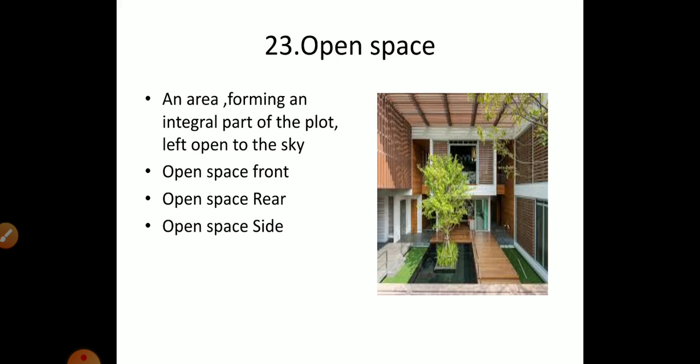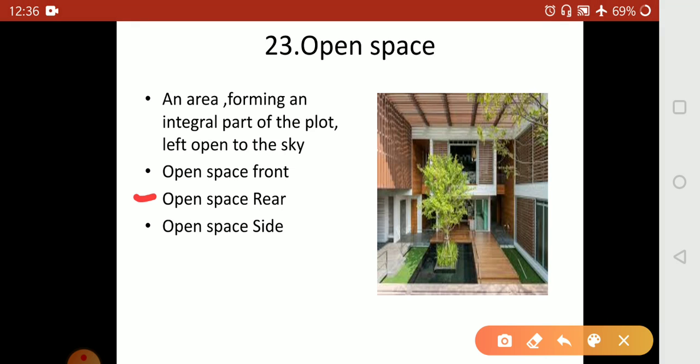Now, what is open space front? Open space front means an open space at the front side of a plot between the building line and the front boundary of the plot. Okay, open space front means a front side of a plot between the building line and front boundary of the plot.